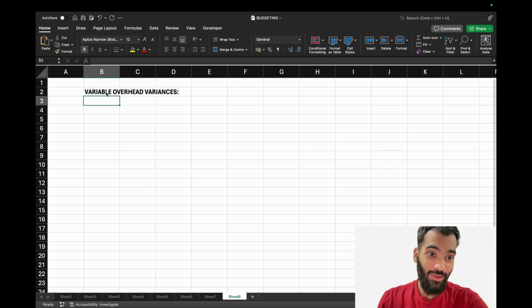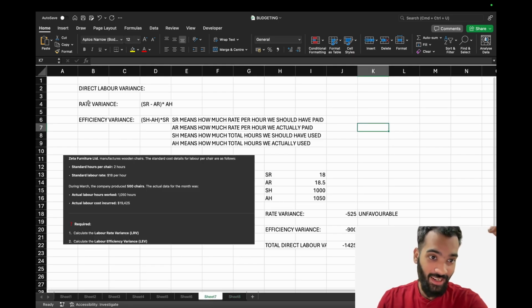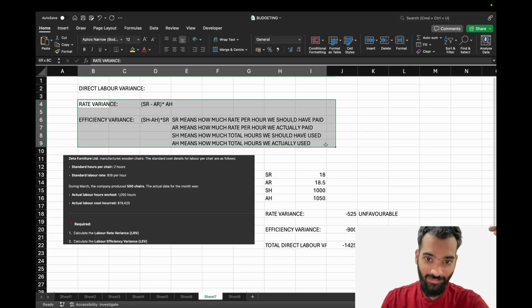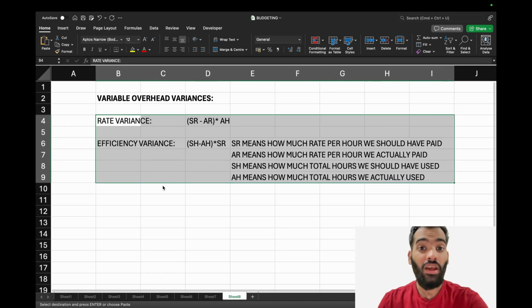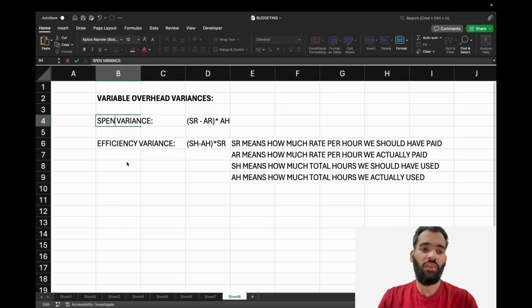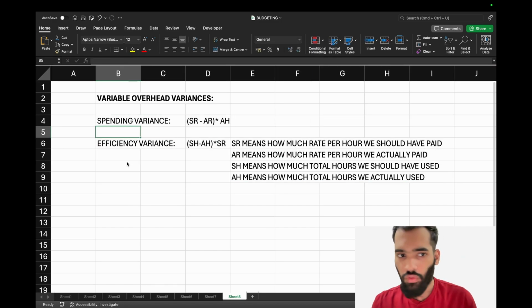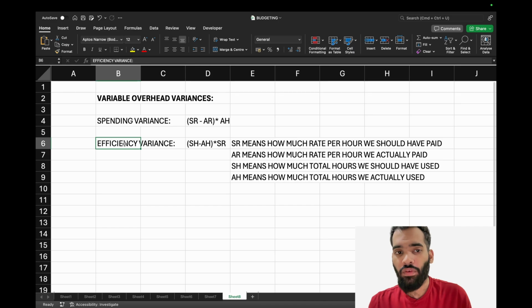Now, the good thing for you is the formulas are exactly the same as labor. So I can literally just copy the formulas and paste them here, and I will have the formulas for the variable overhead variances. However, instead of calling this a rate variance, we just call it spending variance. Everything else is the same, formulas are the same, the efficiency name is also the same, but the only difference that you'll find is the rate.